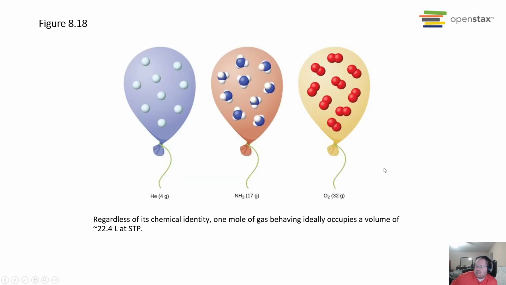So what's neat about this is it turns out, and this is a kind of cool conversion we use occasionally, that no matter what gas you have, a single mole of it always occupies a volume of 22.4 liters at standard temperature and pressure. So the 3 used from the figure from your text was helium, ammonia, and oxygen. Those masses are all the masses of 1 mole of that gas. Even though they're very different molecules, 1 mole will have the same volume.